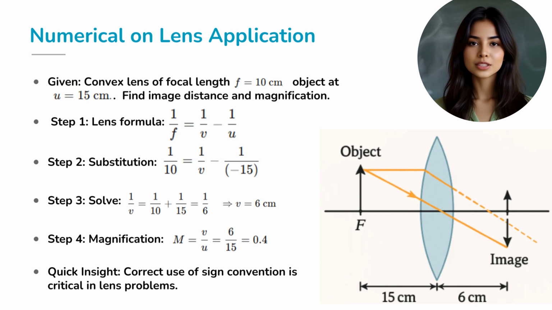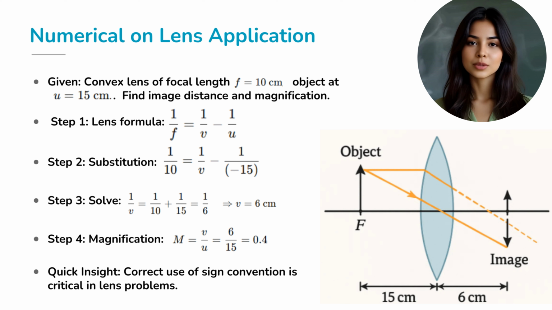Step 1. Lens formula. We start by using the lens formula, which is pretty straightforward. 1 divided by the focal length equals 1 divided by the image distance minus 1 divided by the object distance, where the focal length is represented by f, the image distance is represented by v, and the object distance is represented by u. So, we substitute our given values into the formula. Notice that the object distance u is negative as per the sign convention in optics.